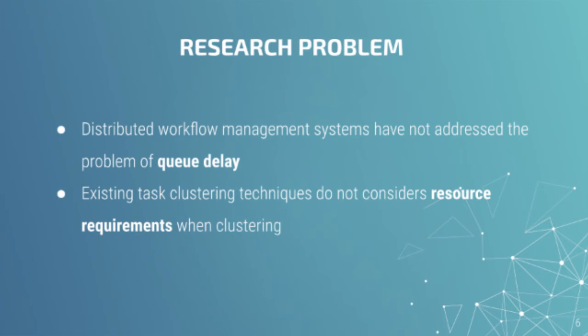In our research, we focus on the following two main problems. Currently, there are two types of workflow management systems called centralized workflow management systems and distributed workflow management systems. Centralized workflow management systems are quite mature, and distributed workflow management systems have emerged recently. These distributed workflow management systems currently do not have a technique to address the problem of queue delay.